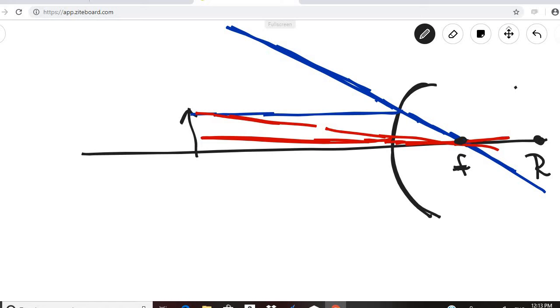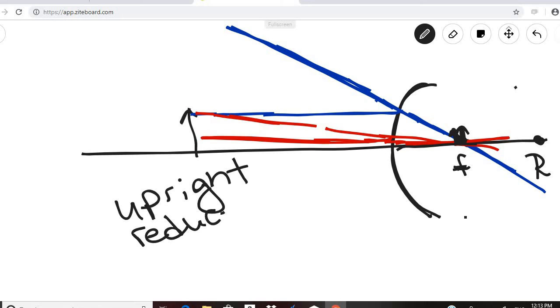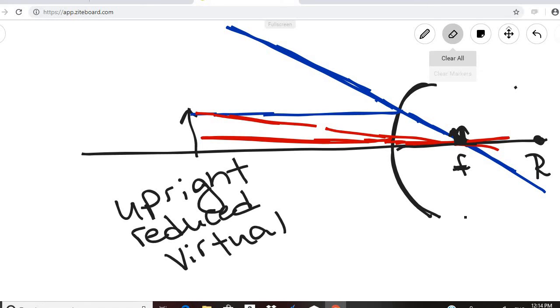Actually, it'll be a little bit up there where they will intersect. So then this is the bottom of the image, this is the top of the image. So our image will be right here. It will be upright. It will be reduced. And it will be a virtual image because it's formed by extrapolating the lines. It'll appear as if it came from behind the mirror. Okay, let's do one on your own.